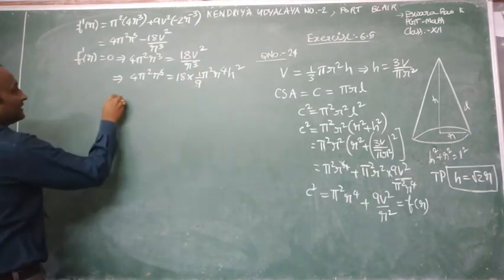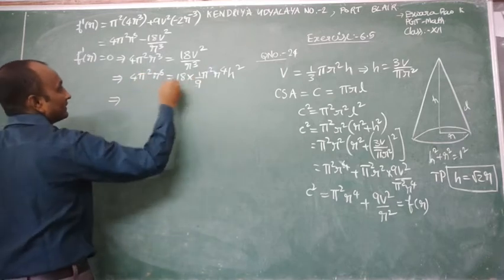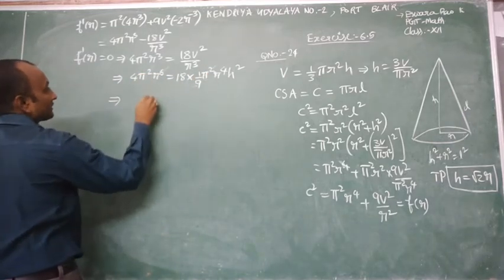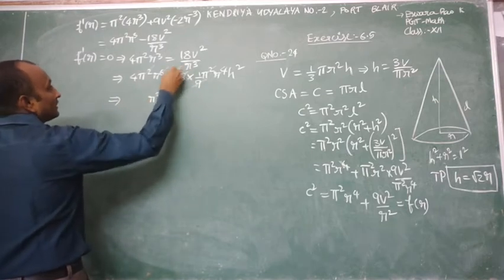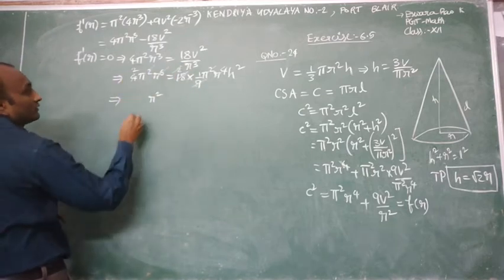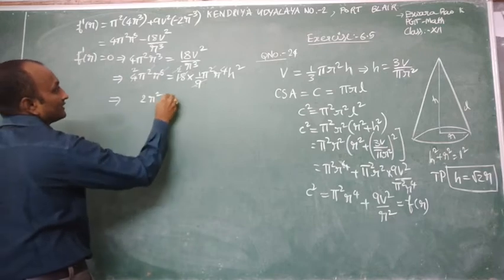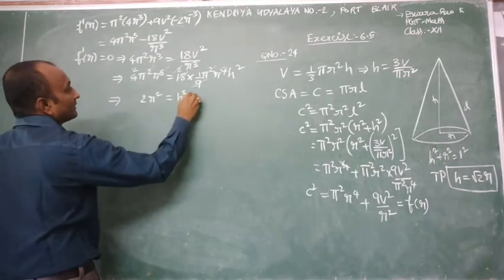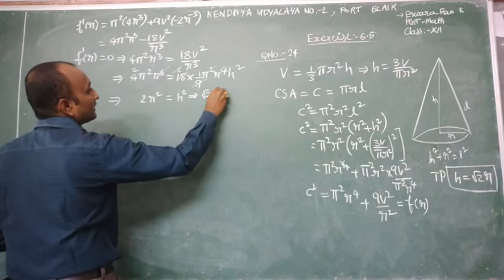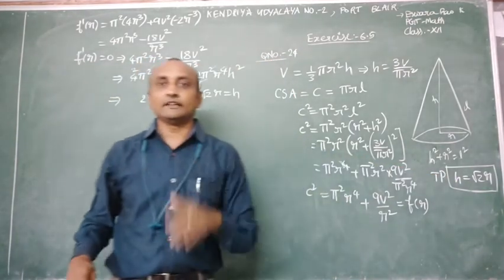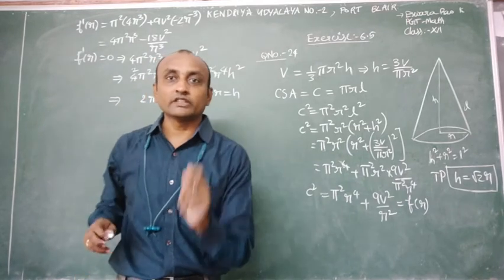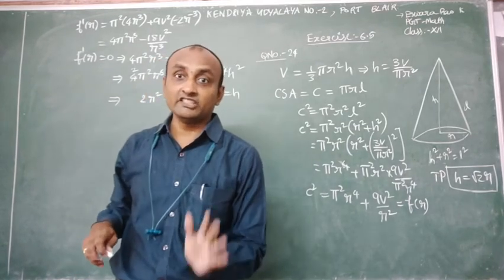Do all the cancellations, you get pi square cancelled, r power 4 cancelled, so r square is here. Then what, 9 1s are 9, 2s are 1, 2 gets cancelled, 2 1s are 2, so 2r square is equal to h square. So root 2 r is equal to h. We got it proved. But one thing is left. What is that? Curved surface area is least curved surface area.